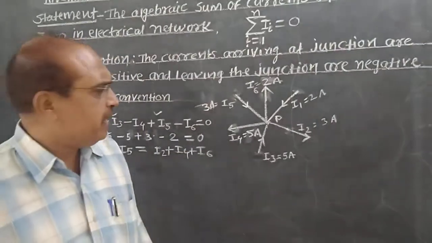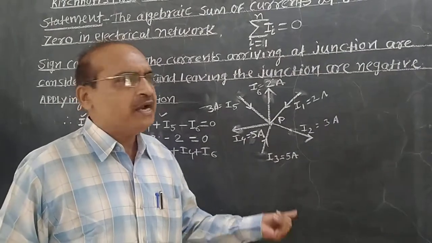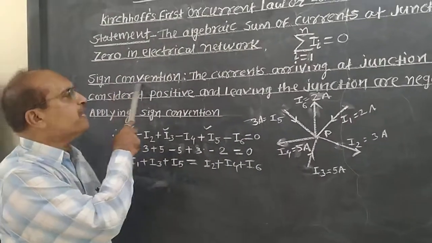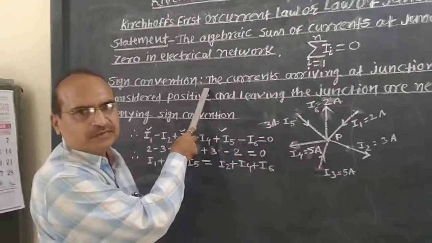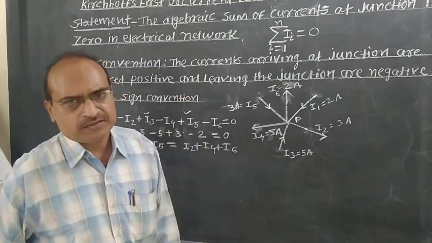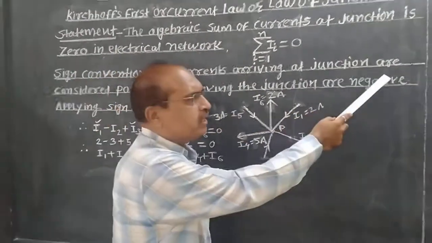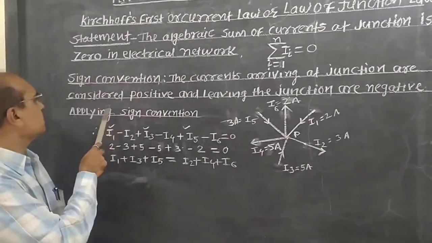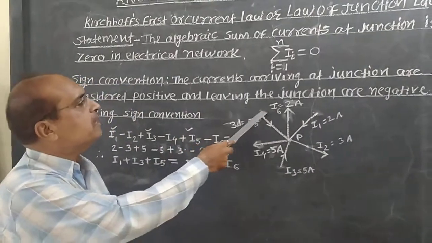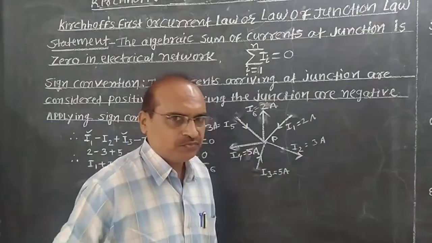So let us understand the value of current, and the value of current can be determined with the help of sign convention. So understand the sign convention. The currents arriving at the junction are considered positive, and currents leaving the junction are considered negative.